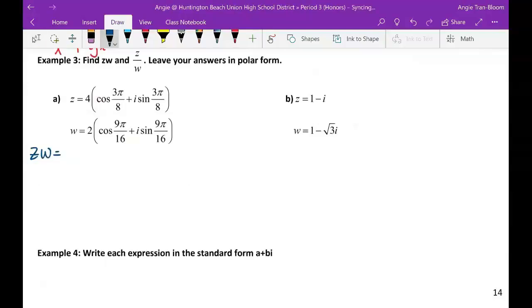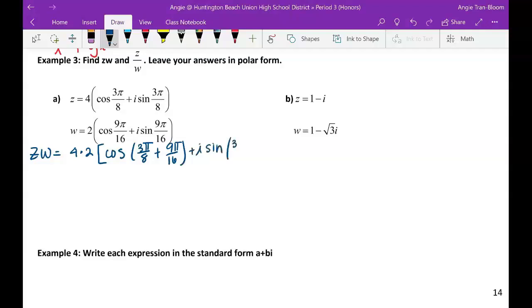So multiply first. That means I'm going to take my 2 radii, so 4 times 2. Then I'm going to add my angles, so cosine of 3 pi over 8 plus 9 pi over 16. That's the 2 angles adding together. Plus i times sine of 3 pi over 8 plus 9 pi over 16. And from here, I would just simplify. So let's work it out.